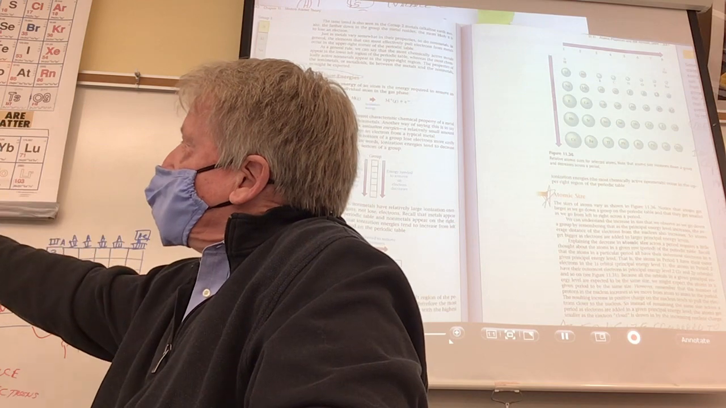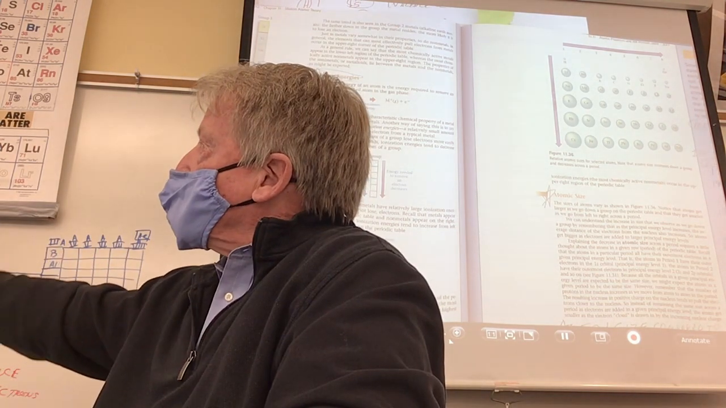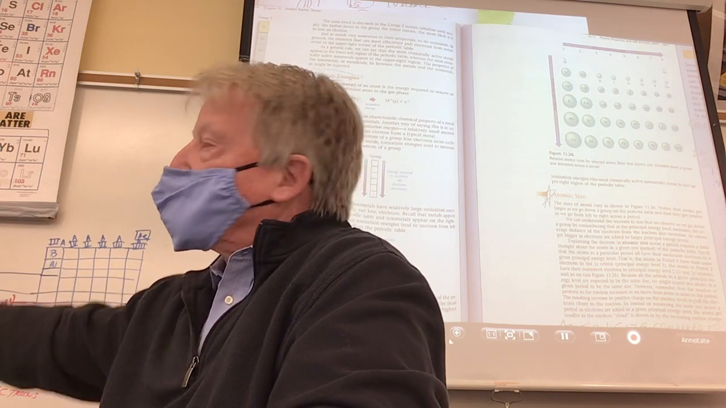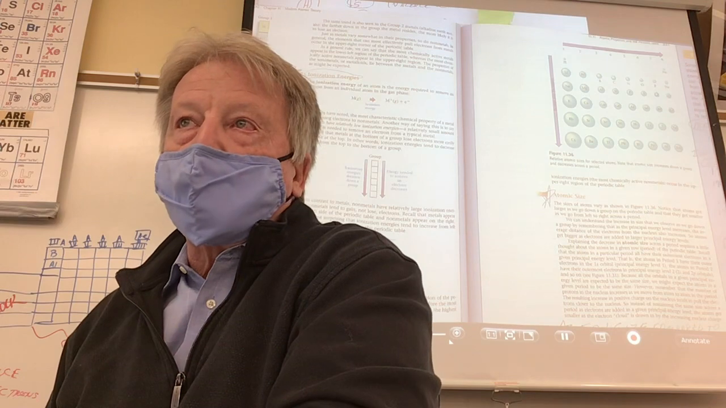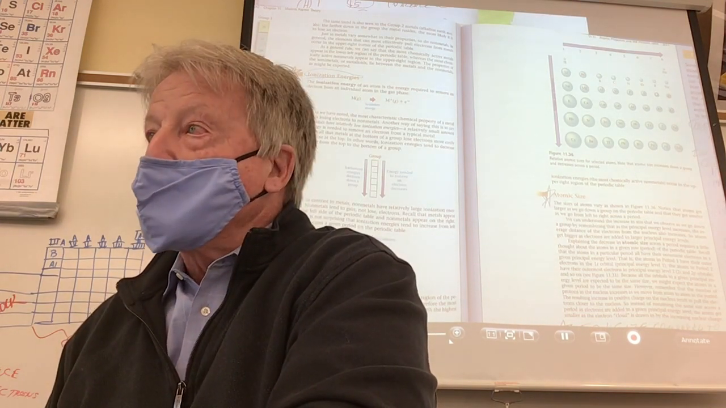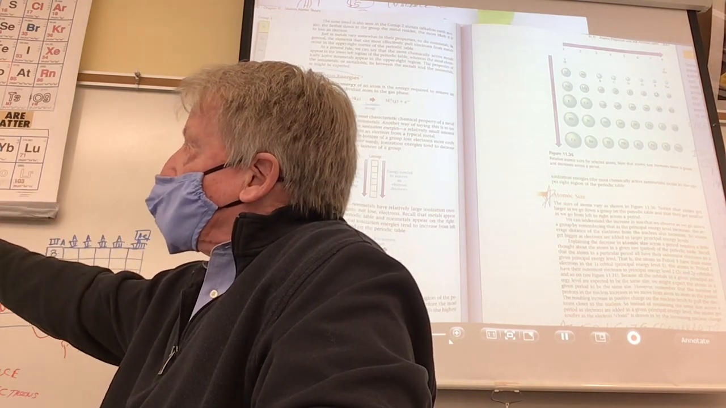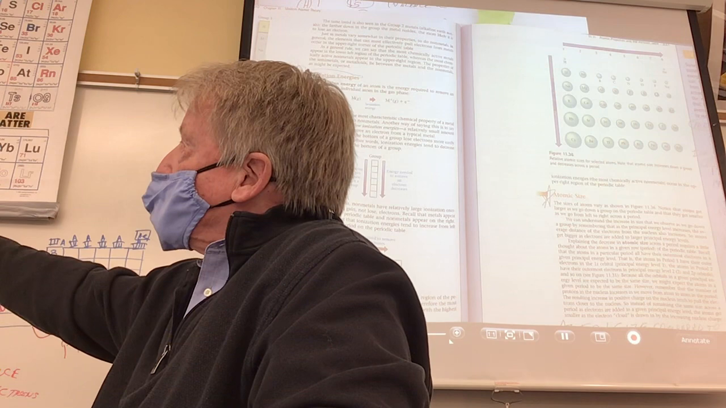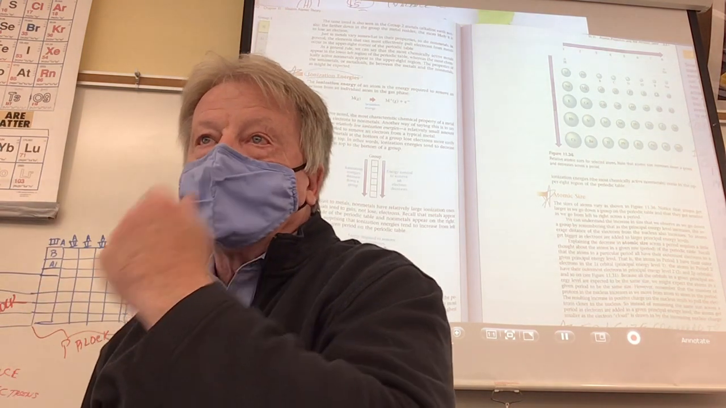As you go left, ionization goes down. It's really easy for them to lose electrons. And aren't they the most reactive metals on the periodic table? Why are they so reactive? Because they really want to lose an electron. They really do. Now watch. If you go left, they become more metallic. And guess what? As you go down, guess what happens?